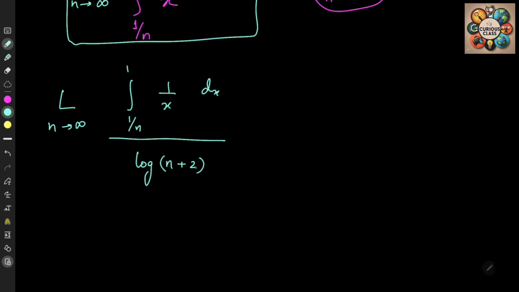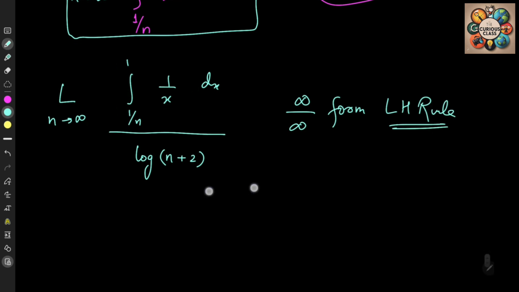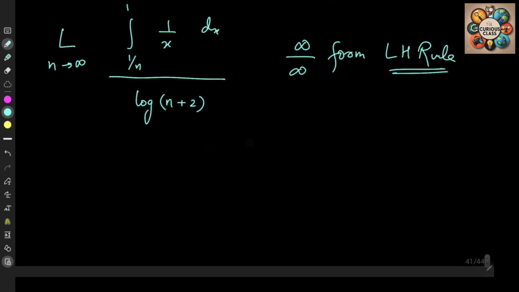This is the denominator part. Now if you check, in the integration, 1 by n is 0, so 0 to 1 is log, so this comes to infinity by infinity. So infinity by infinity form, L'Hopital's rule.